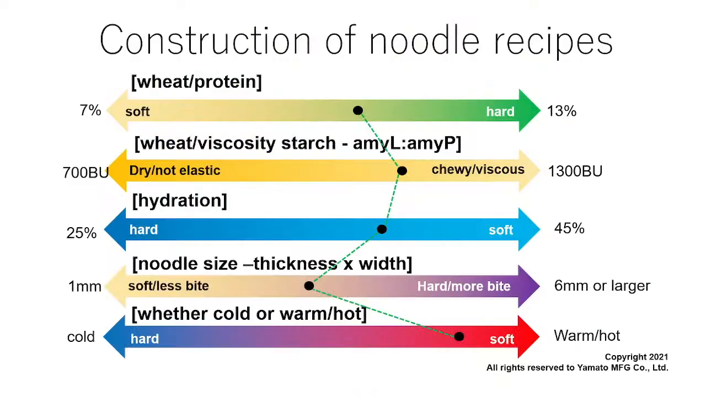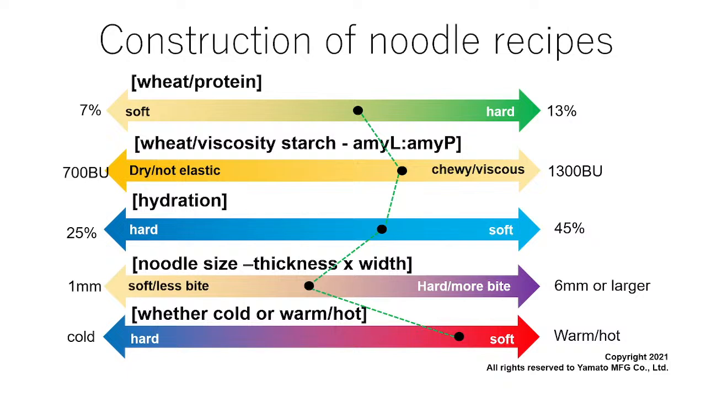When we're building our noodle recipes, we want to think about these 5 variables. First, wheat flour protein content: the higher the protein content, the harder the noodle texture, right? Another variable is starch viscosity, which is how elastic the noodle is going to be. The higher the viscosity value, the more elastic and chewier it is, right? Then hydration, the water: how much water are we adding? And then noodle size, thickness and width: the thicker and bigger the size, the harder.